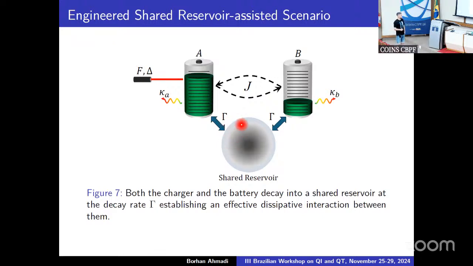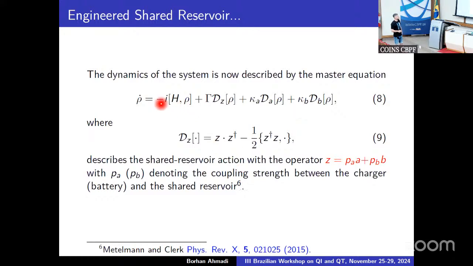So I add a shared reservoir to this whole system, which interacts with both simultaneously with decay rate gamma. So in this case, one term is added to the evolution of the whole system, this gamma D_Z. So gamma is the decay rate of the common bath with this dissipator. Here Z is defined by this p_A a and p_B b. A and B are the annihilation operators of the charger and the battery, and p_A and p_B determine the strength of the coupling to the common bath.